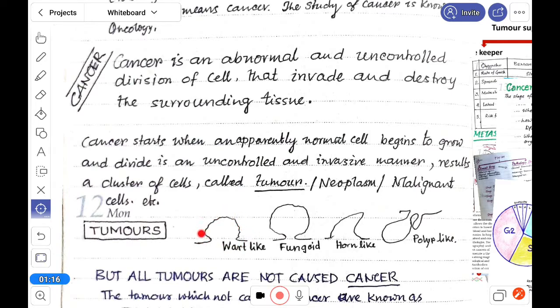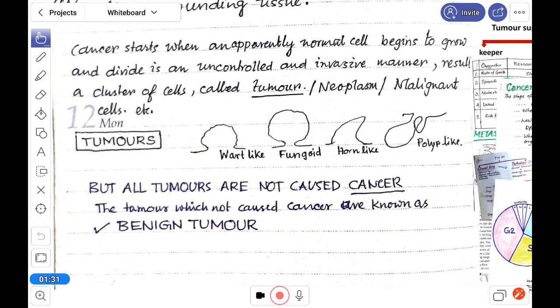These tumors can be of different types of shapes and sizes, as you can see here. But one thing you have to remember is that not all tumors are cancer. It does not mean every tumor is cancerous. A tumor which does not cause cancer is known as a benign tumor. So let us know about the benign tumor and the malignant tumor.